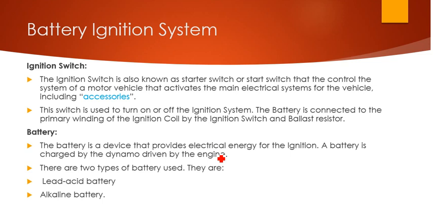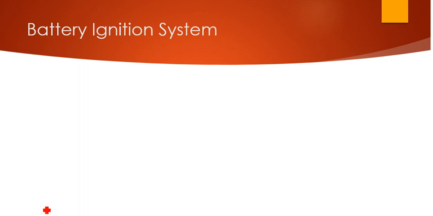It will produce some 6 volt current, which is passed to the primary winding. There are two types of batteries we are using. One is the lead acid battery and another one is the alkaline battery.